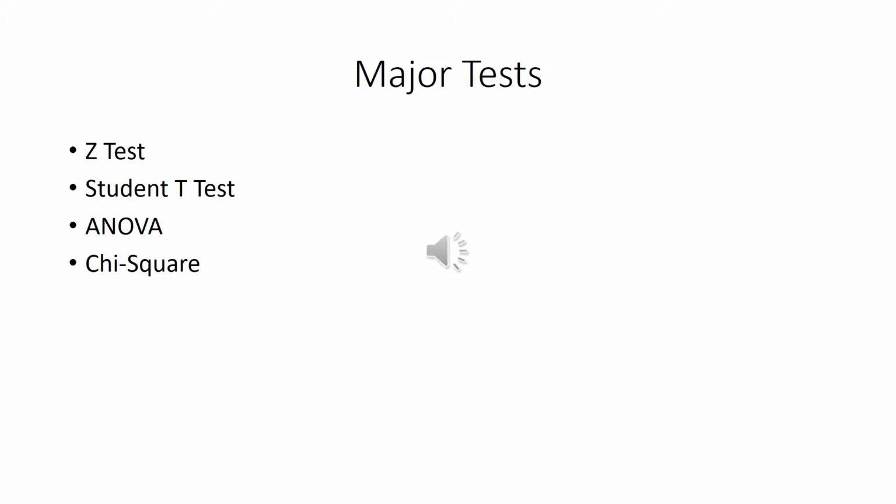We've got 4 tests. The first one's the z-test, and this is the probability of getting a single result as a result of random chance. Then we've got the student t-test, and this is where we compare 2 groups and see if they're different. ANOVA, where you've got more than 2 groups you can compare, and chi-square, which is basically a discrete function. You want to compare 2 or more variables.